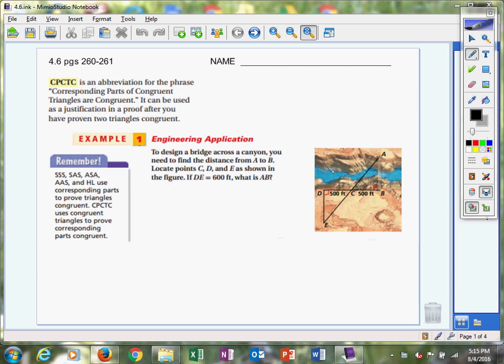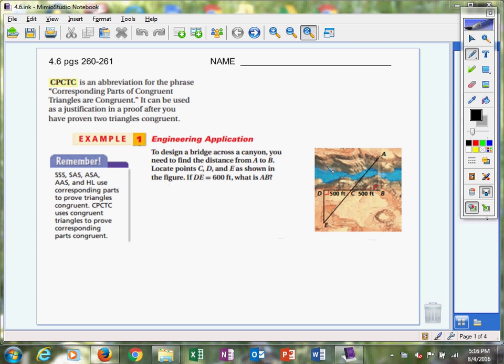4.6, we're going to use something today, and we're continuing our triangle congruence thought process. And we're going to use something called CPCTC. That is really, you don't want to say that all out. Corresponding parts of congruent triangles are congruent. You don't want to say that all the time. So we shorthand it to CPCTC.